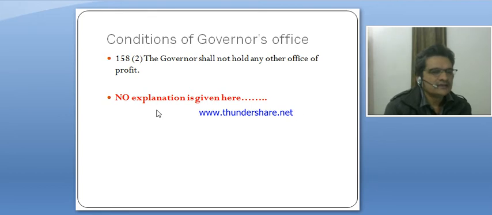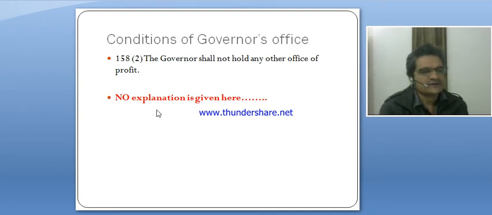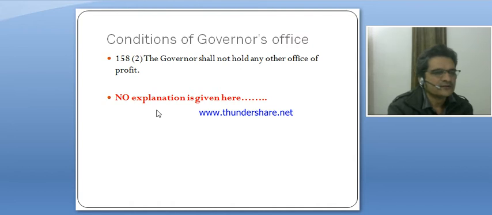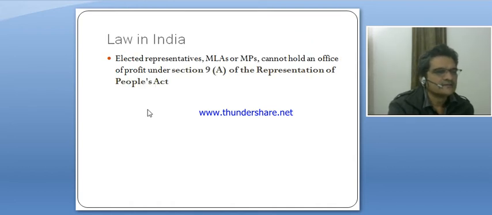Unlike the case of the president and vice president, where an explanation was given that the post of president, vice president, ministers of state and union, and governor do not constitute an office of profit, any such explanation is not given in connection with the article which pertains to the governor. So we'll go by the explanations given earlier in the other articles.